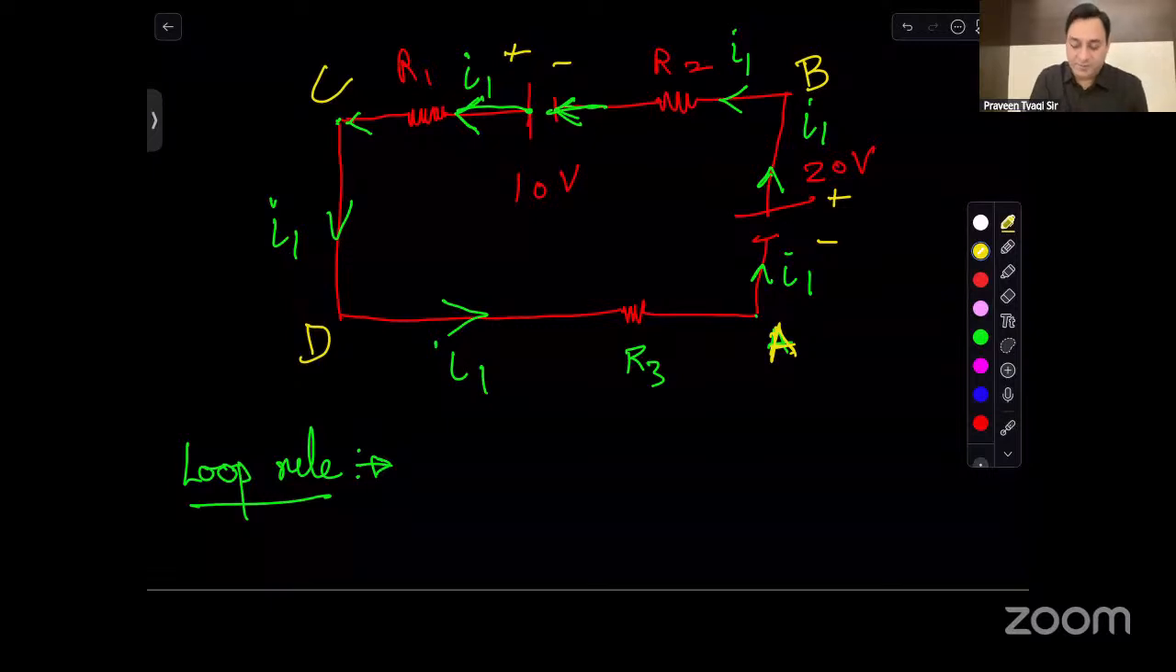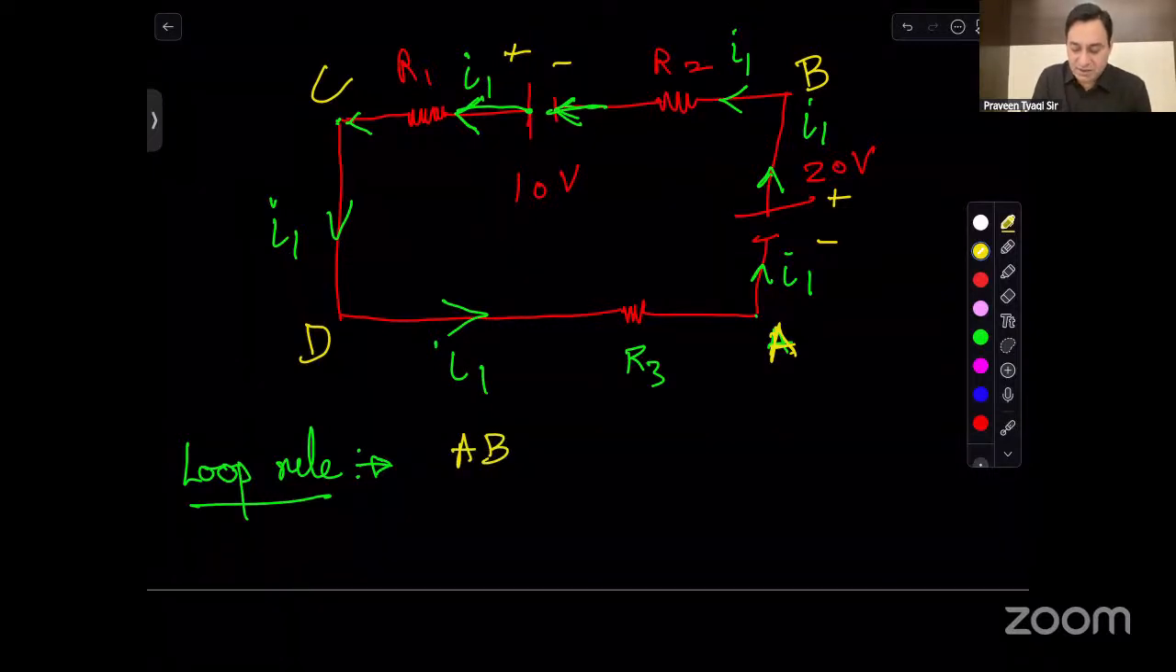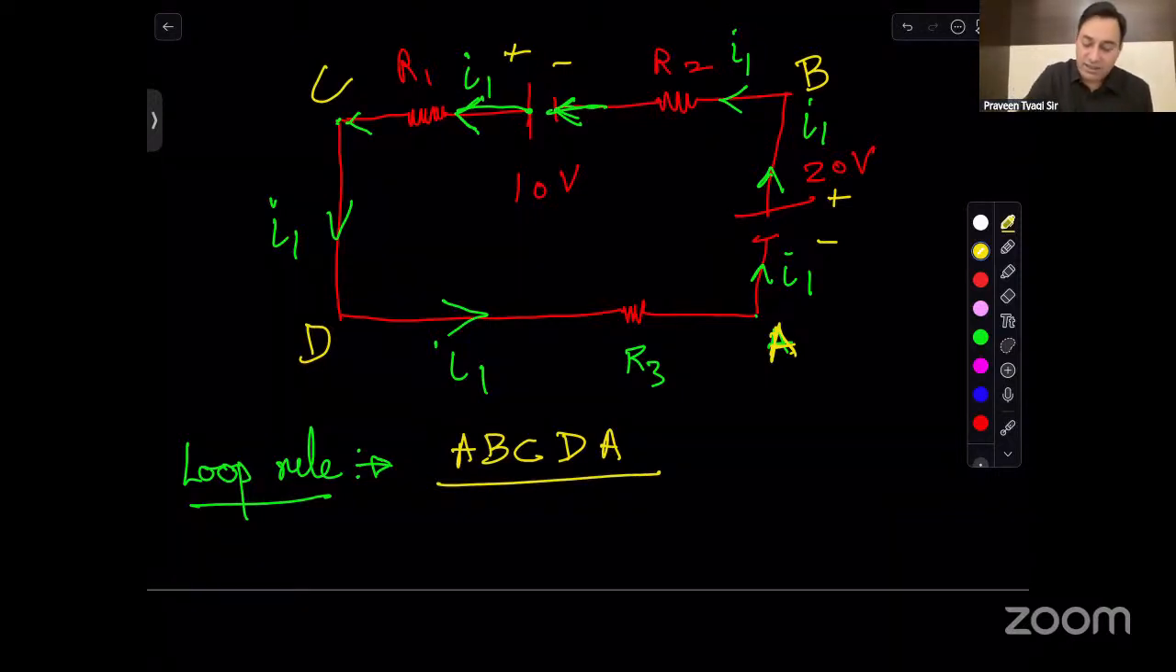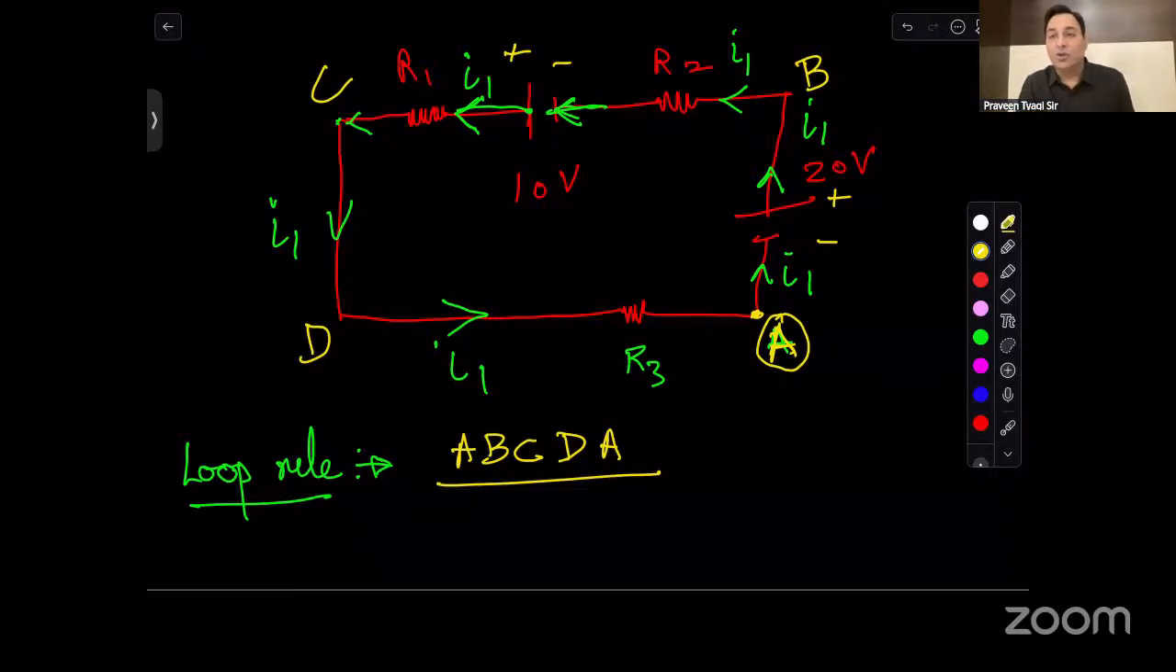There is a loop. A, B, C. We started from A, went to B, C, D, A, back to A. What is the potential difference between A and A? It's zero. So the total potential increase or the total potential decrease will be zero because we reached the same point A after completing the loop.